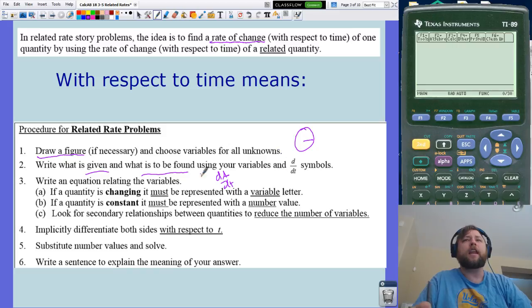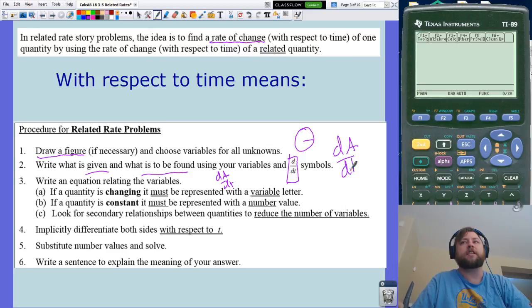Anytime you're using a rate of change, make sure you use the d/dt. So rate of change of area would be dA/dt. Rate of change of height would be dH/dt. So for a rate of change, you're using a derivative symbol like that. And then you want to write some equations. Sometimes you're actually given equations, but sometimes you have to figure them out. And you have to figure out your variables too.